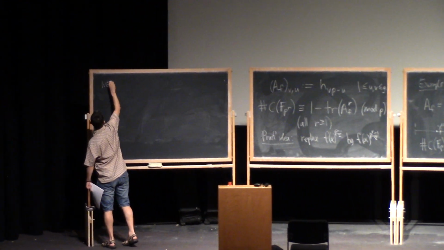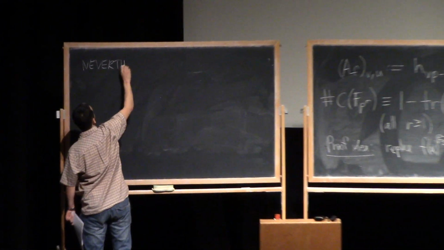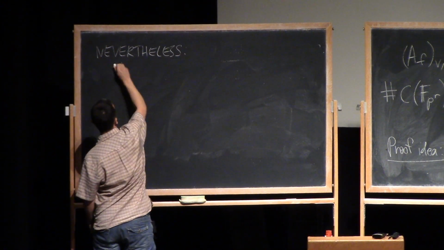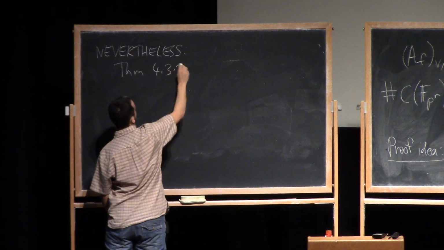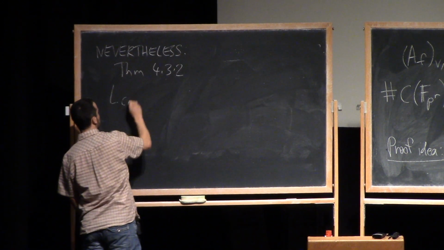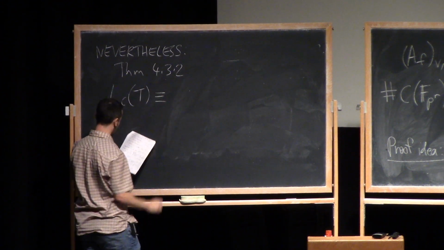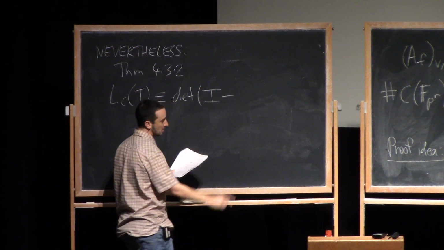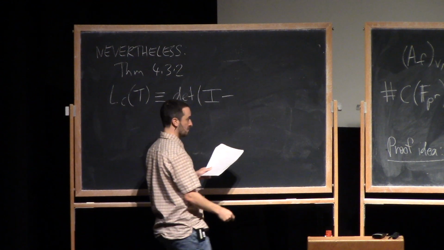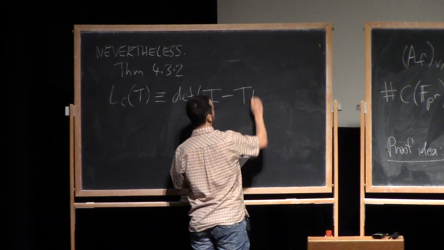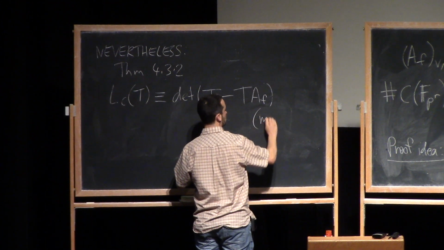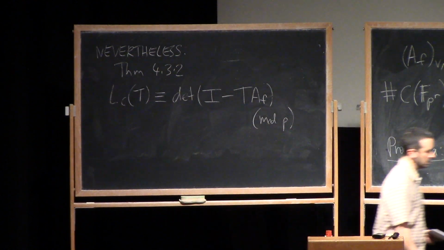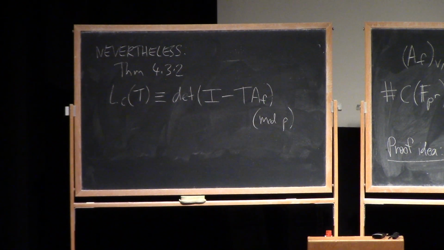And nevertheless, there's a beautiful theorem, 4.3.2, which says that the L polynomial is congruent to the inverse characteristic polynomial of this Hasse-Witt matrix, I minus T A_F, modulo p. So that Hasse-Witt matrix actually has the missing information.